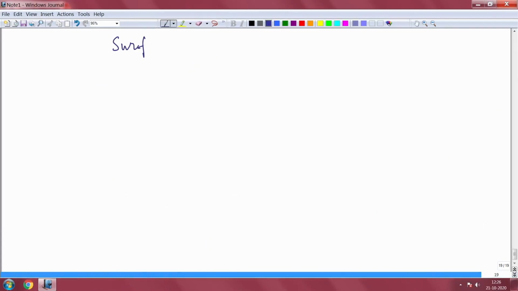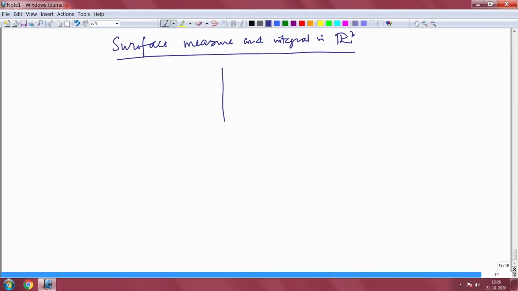So, let us now try to motivate the surface measure in R3. Let me first give a little bit of motivation for surface measure and integral in R3. The motivation is fine. So, you have R3 here and you have a surface there, assume it is a globally defined surface, a globally defined surface as a graph. So, you view it as a graph.